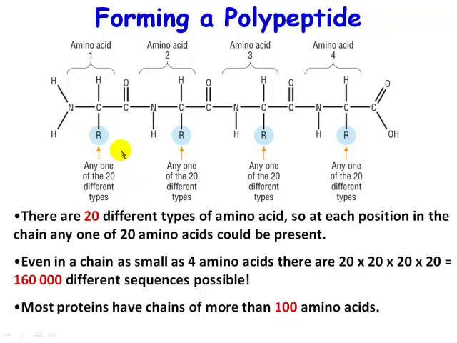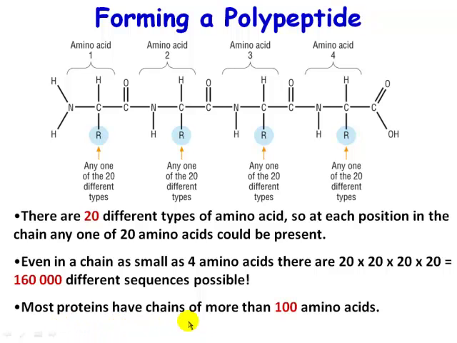So when we form a polypeptide chain, all we're doing is sticking together amino acids, and these could be any of the 20. So this could be valine or whatever. There are 20 different types of amino acid, so each position in the chain, any one of the 20 amino acids could be present. So this could be valine, cysteine, glutamine, alanine, and so on. Now even a chain as small as 4 amino acids, there are huge numbers of possible combinations. In fact, 160,000 different sequences if you had just 20 amino acids in all possible 4 amino acid combinations.